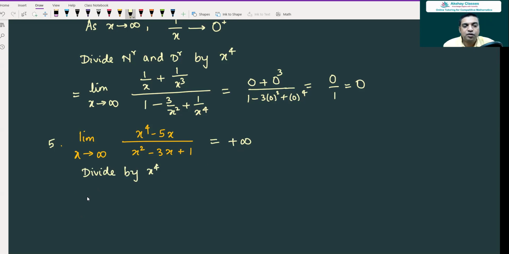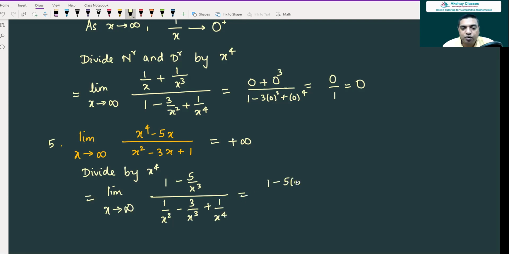X power 4, both the numerator and the denominator. So we get 1 minus 5 upon x cube upon 1 upon x square minus 3 upon x cube plus 1 upon x power 4. We get 1 minus 5 times 0 by 0 minus 0 plus 0. So of course the denominator is not equal to 0, it is approaching 0.